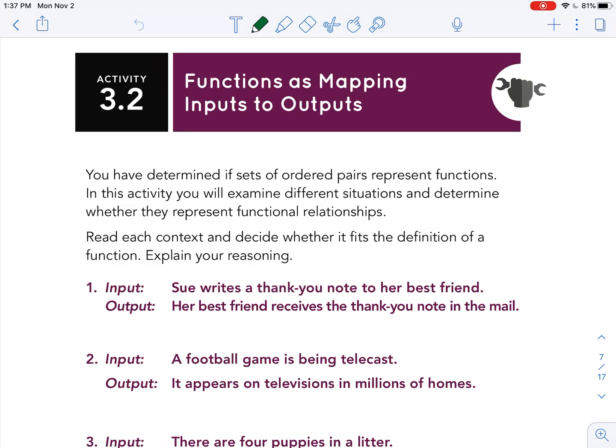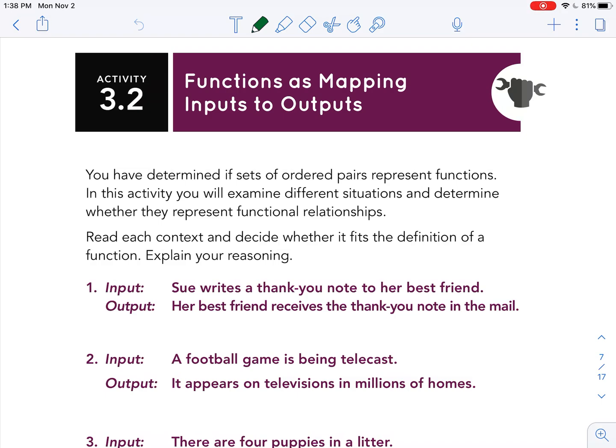So here we are. We're still in the same section as before, for 1 or more x's to 1 y. So we're doing 3.2 now. We're going to read these sentences and see if they are a function or not.